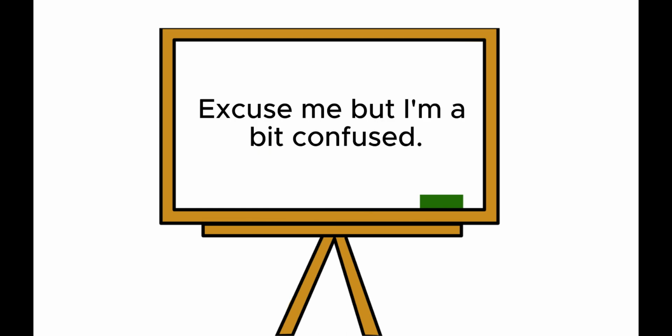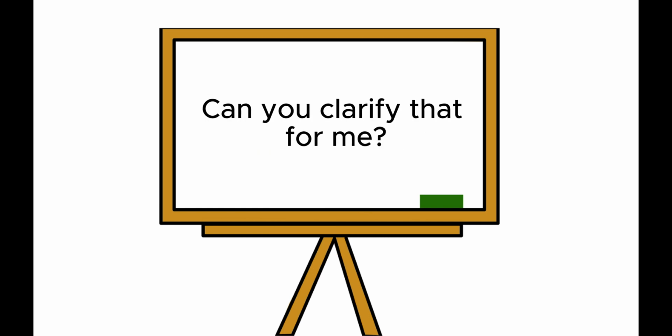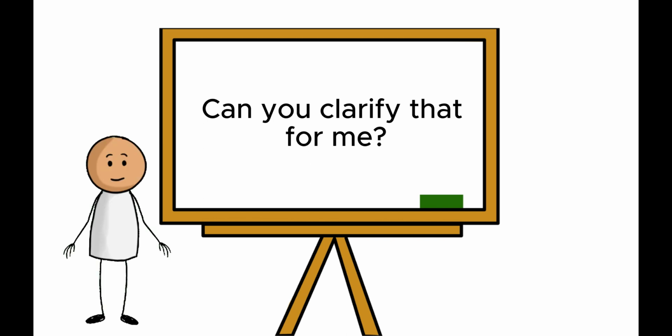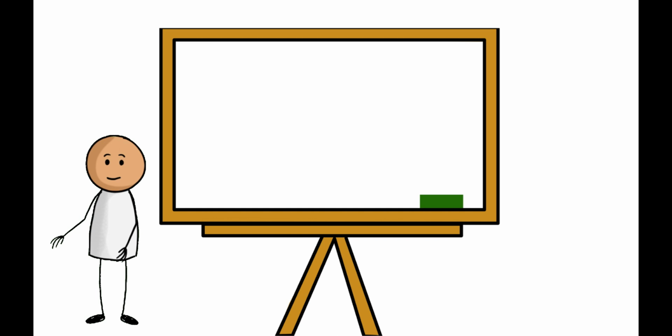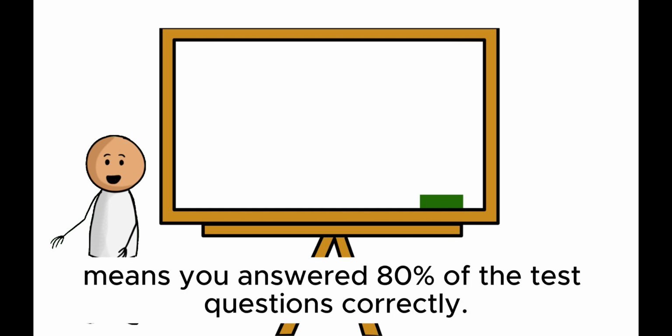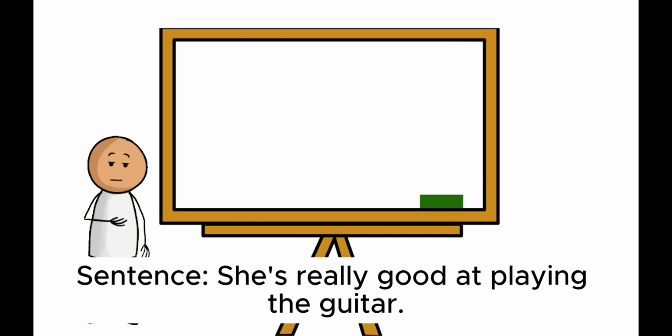Excuse me, but I'm a bit confused. Can you clarify that for me? Of course. Let me illustrate this with an example. Getting a score of 80 means you answered 80% of the test questions correctly. Sentence: she's really good at playing the guitar.